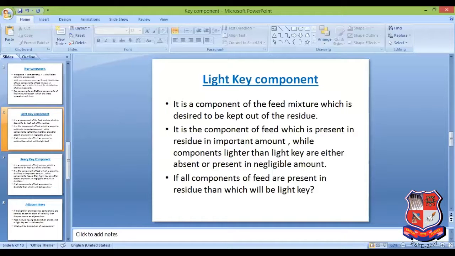Okay. So if all components of feed are present in residue, then the lightest component will be my light key. That means the most volatile component, or the component having the lowest boiling point, will be my light key. Why? Because the components which are lighter than light key are either absent or present in a negligible amount in residue. So if all the components are present in residue, and no component is absent in residue, then the component which has the lowest boiling point will be my light key.